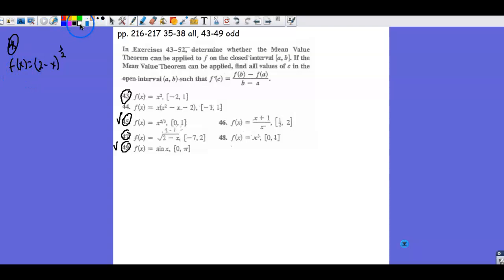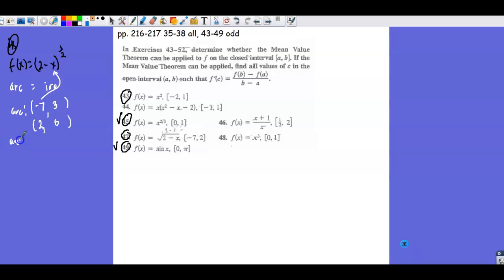So remember that the mean value theorem says the average rate of change is equal to the instant rate of change. So first, I'm going to find the average rate of change. So I'm going to need the x and y coordinates. So I have -7 and I have 2. Those are my x coordinates. I'm going to substitute into the original function to get the y coordinates to go along. 2 minus -7 is 9, and the square root of 9 is 3. Substituting 2 minus 2 is 0, and the square root of 0 is 0.